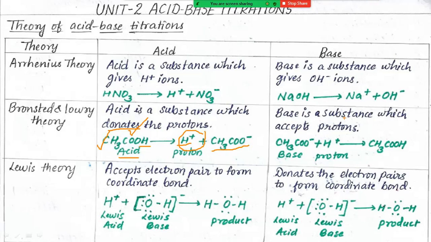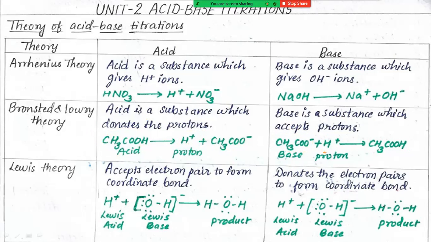A base is a substance which accepts protons. For example, the acetate ion, CH3COO minus, will accept H plus ions and form acetic acid. So CH3COO minus is acting as a base. So why?